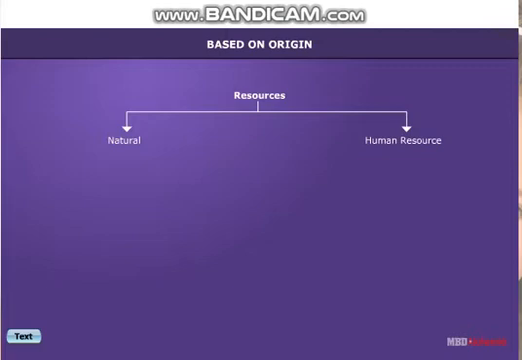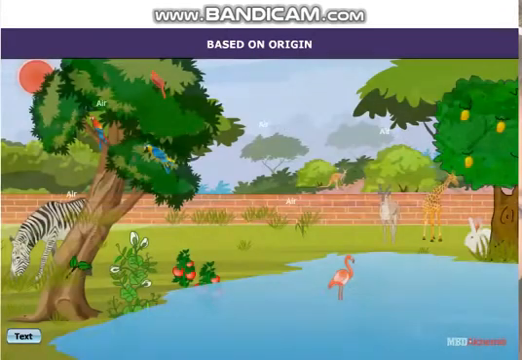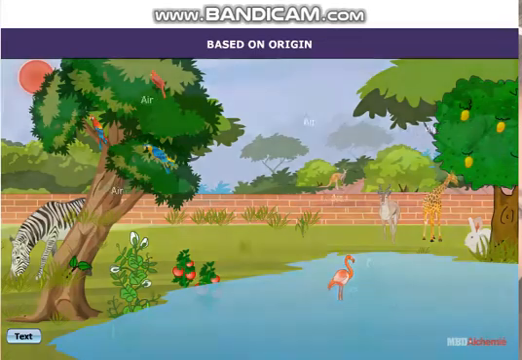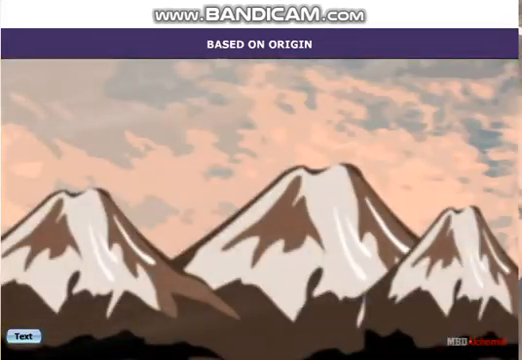Based on origin, resources can be classified into natural and human resources. It is human beings who add value to natural resources and make them useful. Natural resources. These are the gifts of nature which are found useful for making the life of human beings comfortable and worth living. Natural resources include natural vegetation, soil, water, air, minerals, and even rocks.